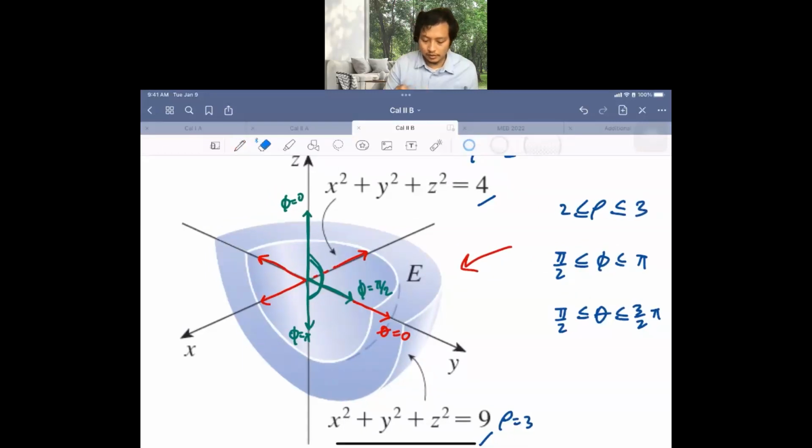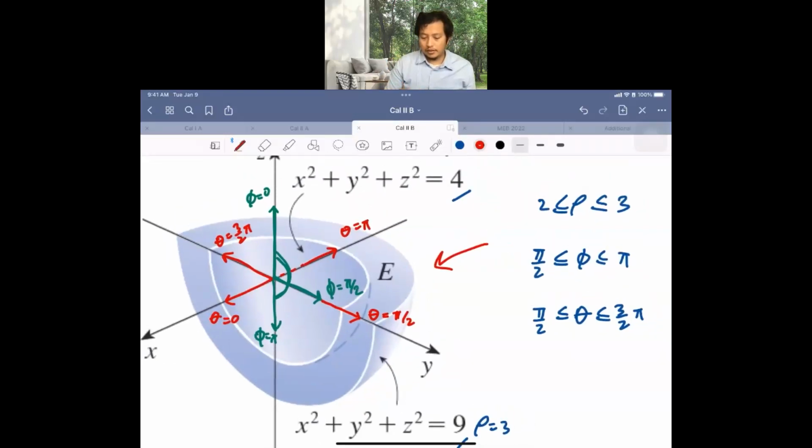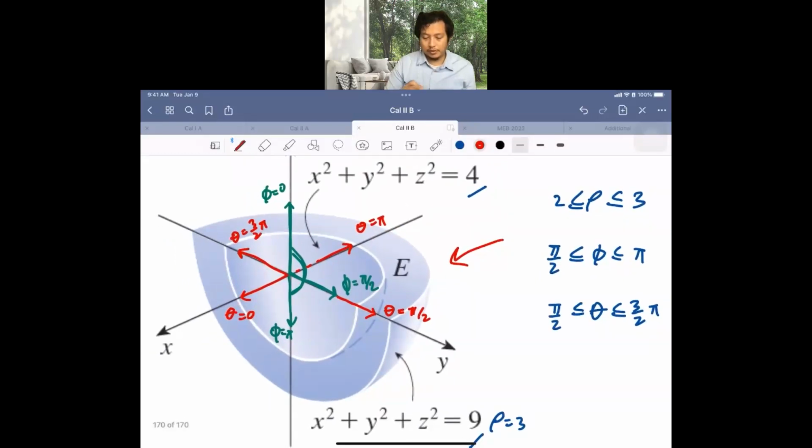Oh, no, not 0. 0 is, I think, from here, because this is pi over 2. This is pi. And this is 3 over 2 pi. Yeah, I think this is a better perspective. Okay. So we get pi over 2 to 3 over 2 pi.